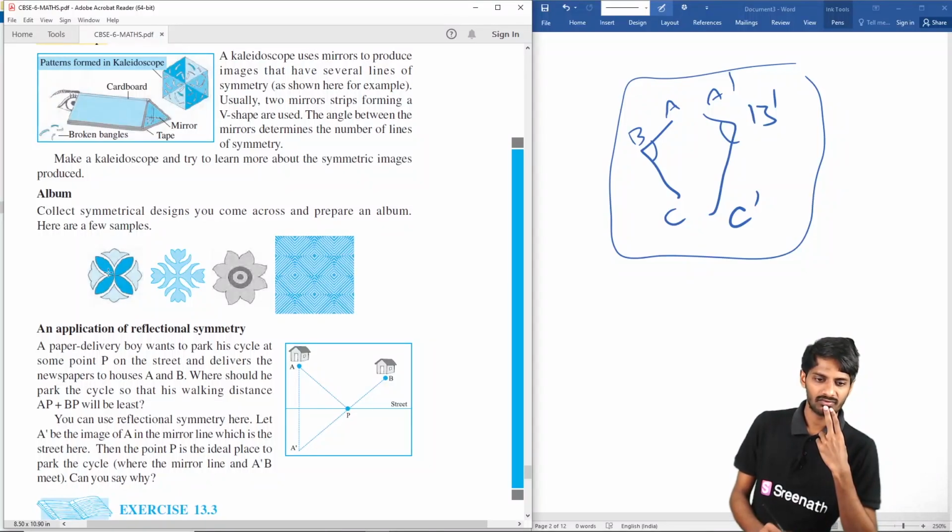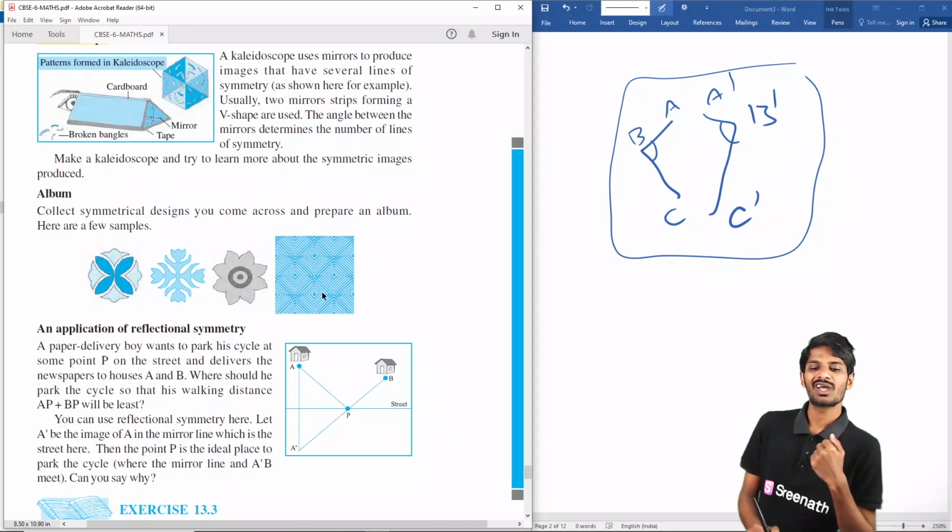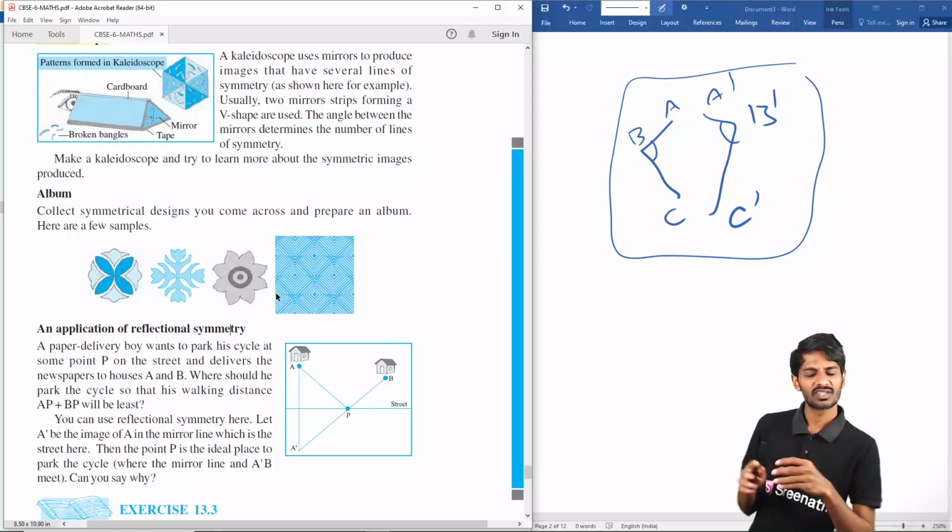symmetrical designs. If you see here, it has a symmetrical design along these lines, 1 2 3 4, almost 4 lines of symmetry. This is also having 4 lines of symmetry. This has more lines of symmetry. This also has more lines of symmetry. So like that, take some designs or a few samples which have symmetry and collect them at home. See, it looks good, friends.